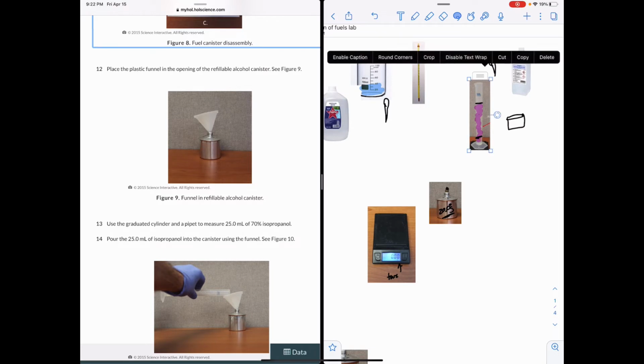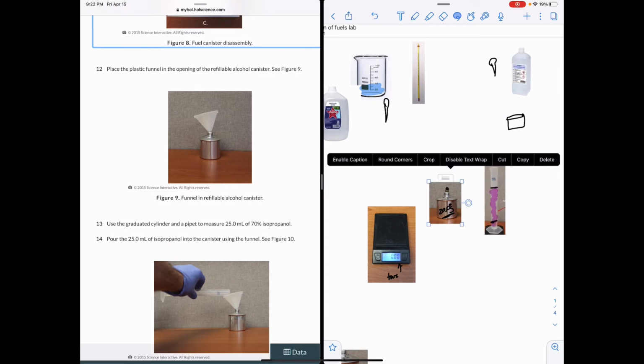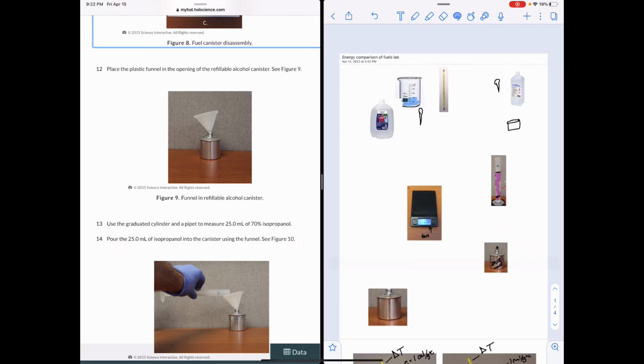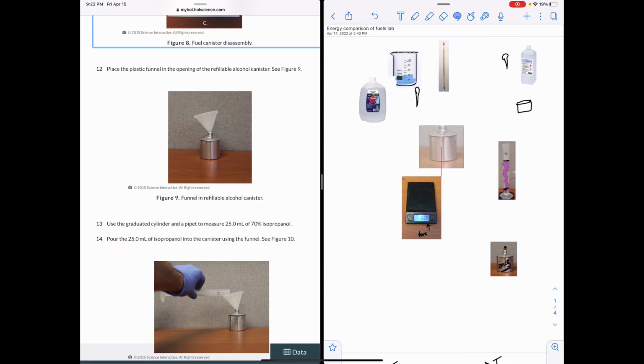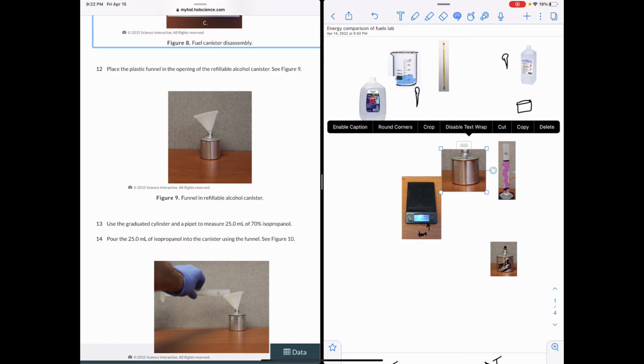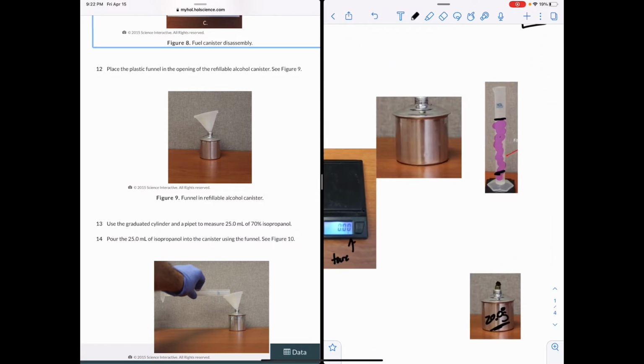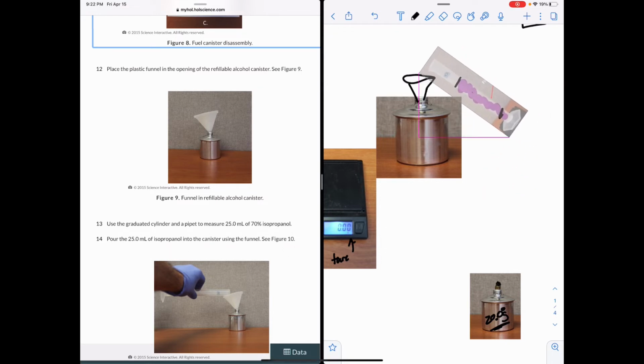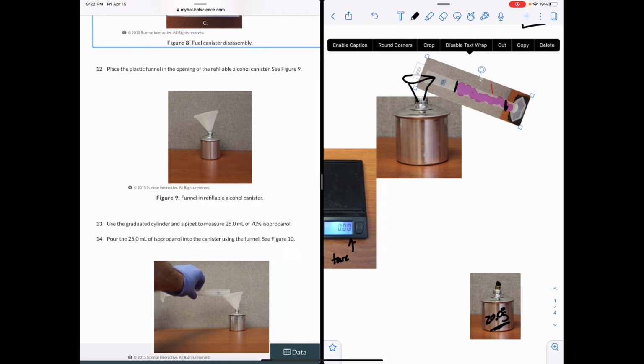We got it on there. We're going to come over here to our fuel canister, not with the wick on. We took the wick out because you can't fill it. It's going to have a funnel. So here's our funnel. Make sure you don't pour this too fast. You're going to bring it over here, and you're going to pour that 25 milliliters in. So that should be in.